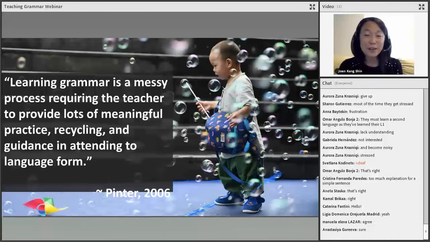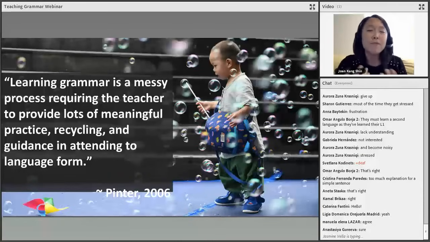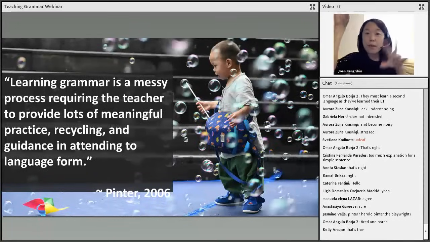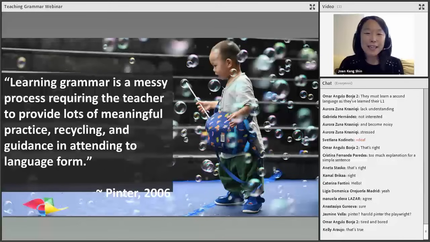As Pinter points out, for children, learning grammar is a messy process requiring the teacher to provide lots of meaningful practice, recycling, and guidance in attending to language form. Okay, it's like this child here with all these bubbles around, right? It's not systematic, right? It's not like you learn it one by one.